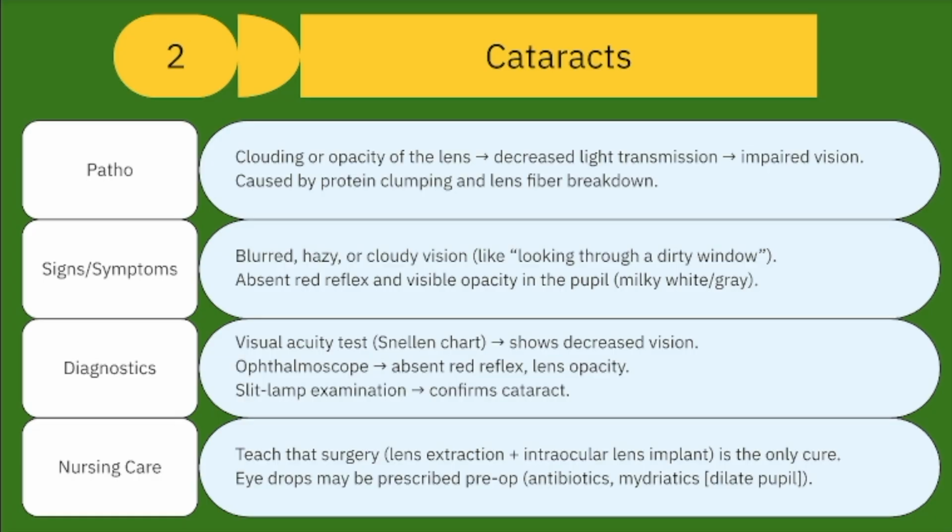Some of the signs and symptoms: blurred vision, hazy, cloudy vision, as I mentioned. And then some of the diagnostic tests is the Snellen chart test. So this result will show decreased vision when your patient takes this test. And all of these diagnostics can confirm that your patient has cataracts. As far as nursing teaching, you want to teach that the surgery is the only cure. And eye drops may be prescribed pre-op, such as antibiotics and mydriatics. Those dilate the pupil.